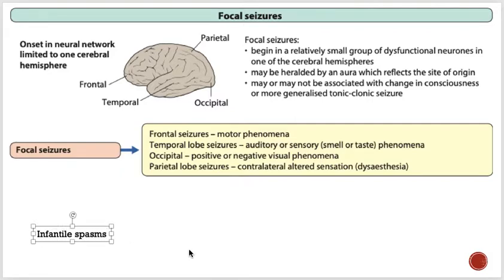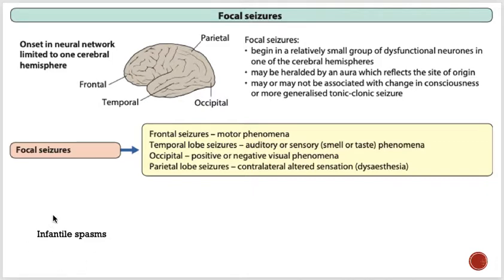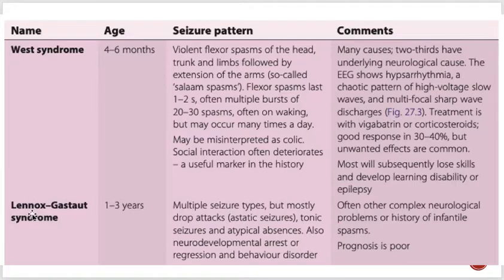So what are these? Again, they are brief repeated symmetric contractions of the neck, trunk or extremities, and they occur around the same age when West syndrome occurs. 20% of the time there is no known cause, but most of the time they are secondary to metabolic causes or encephalopathies and things like this. The babies who have infantile spasms may develop West syndrome or Lennox-Gastaut syndrome.